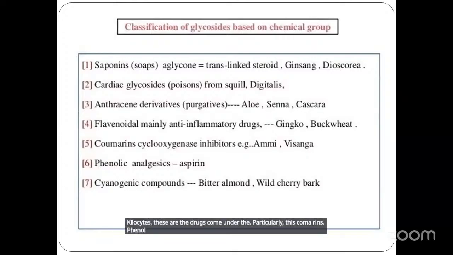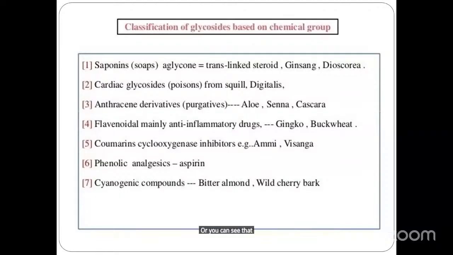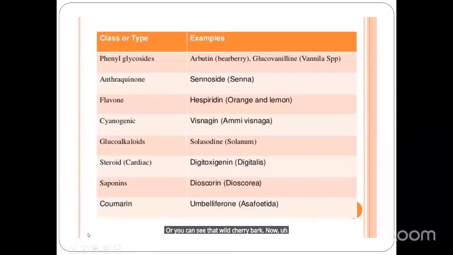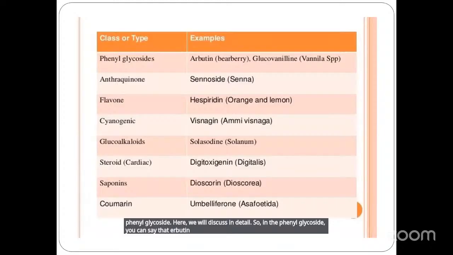Phenolic analgesics. So there is aspirin, cyanogenetic, bitter almond, or you can say wild cherry bark. Now, next, if you will see the class type, phenyl glycoside. Here we will discuss in detail. So in the phenyl glycoside, you can say arbutin, bearberry, glucovanillin, vanillin, particularly anthraquinone.